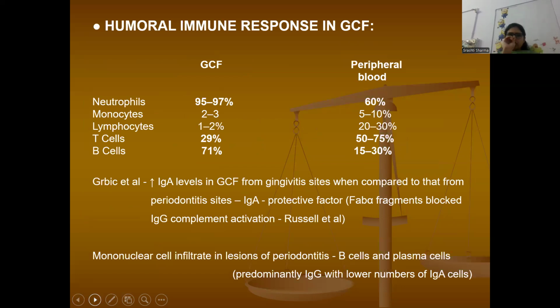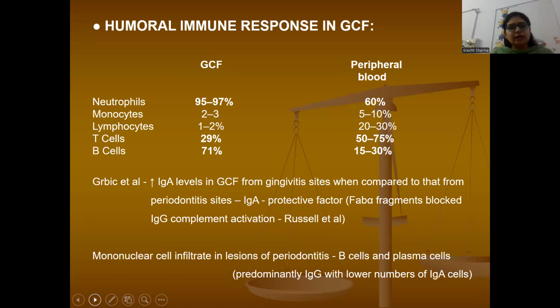So now humoral immune response in GCF. We will be comparing GCF with peripheral blood. The amount of neutrophils in GCF is 95 to 97%, while in peripheral blood it is 60%. Monocytes in GCF are 2 to 3%, while in peripheral blood 5 to 10%. Lymphocytes in GCF 1 to 2%, in peripheral blood 20 to 30%.